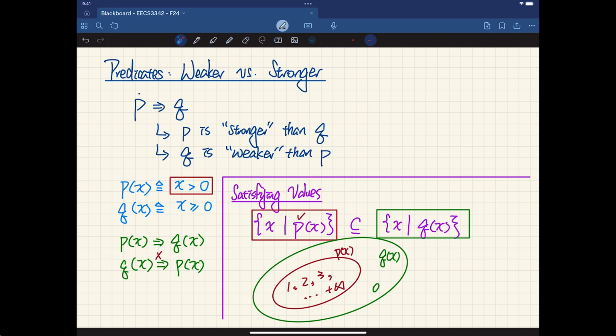And we say that this particular predicate over here, because its corresponding set of satisfying values is smaller, is stronger. Stronger in the sense that it's going to allow fewer values to be included in the set. On the other hand, the weaker predicate is going to filter less, so it's going to include more values. Okay?